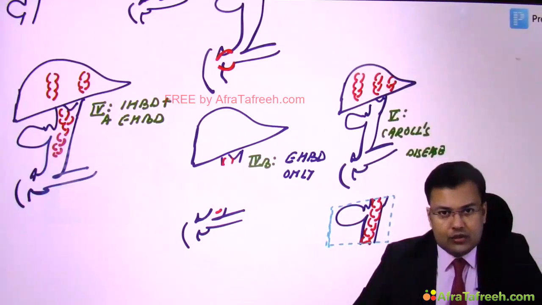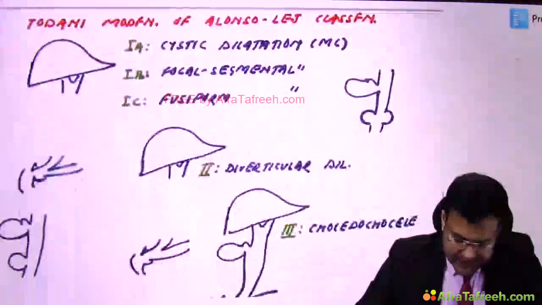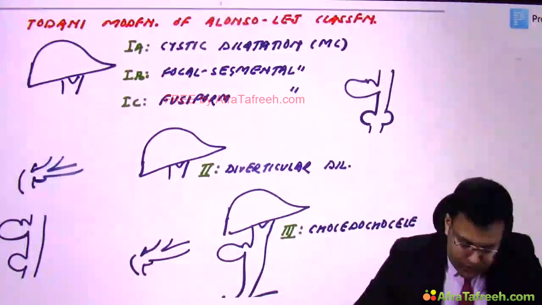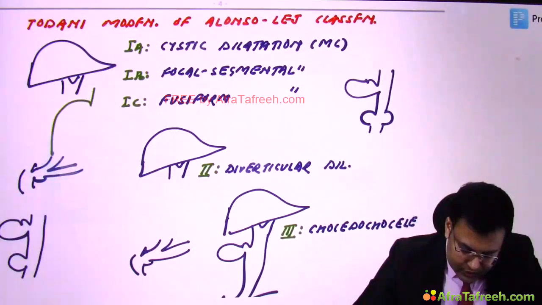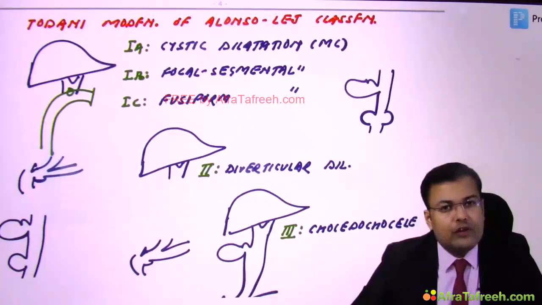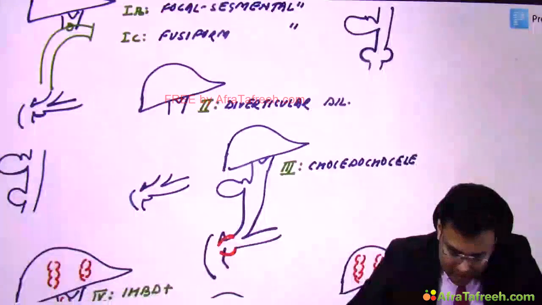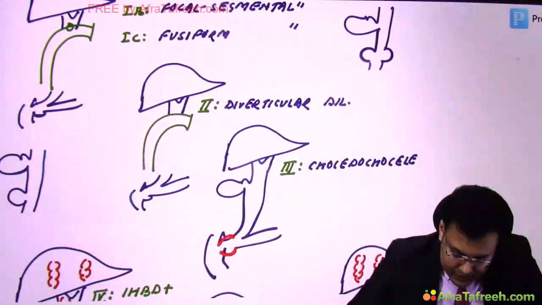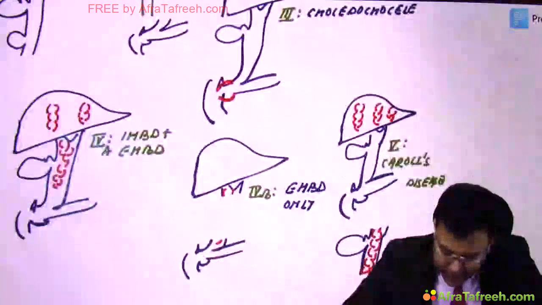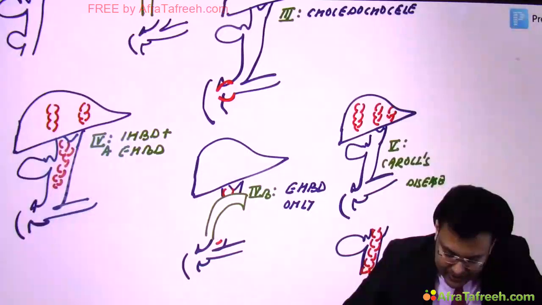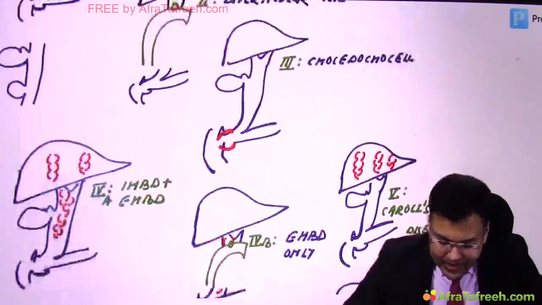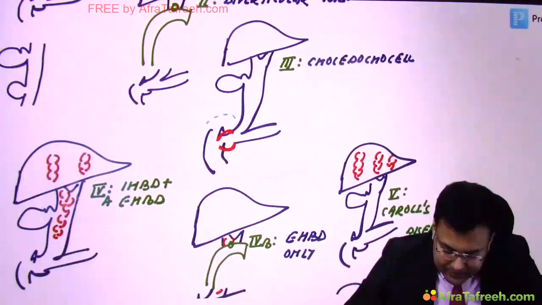Now you have to restore the continuity. How are we going to restore the continuity? With the help of a loop of jejunum, and this is Roux-en-Y hepaticojejunostomy. So here also Roux-en-Y hepaticojejunostomy, and in type 4B also Roux-en-Y hepaticojejunostomy. Clear?